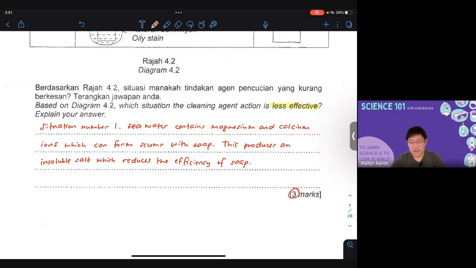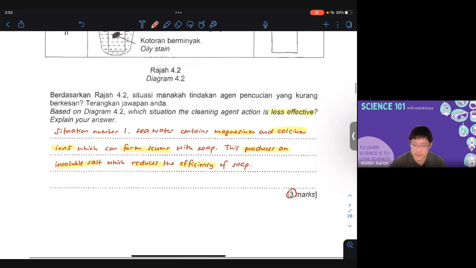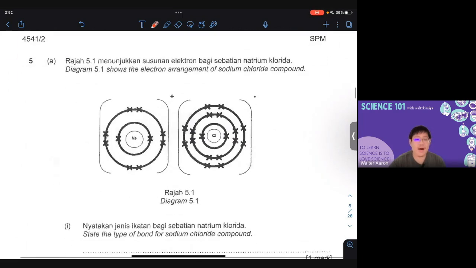Right, so remember, you must mention that it contains magnesium and calcium ions, that gives you 1 mark. Forming scum will give you the 2nd mark. And then explain what happens after that. It produces an insoluble salt and then reduces the efficiency of the soap. You get another 1 mark. So total you got 3 marks over there. It's quite easy to score them. You just need to remember the flow. Okay. All right, let's move on to question number 5.